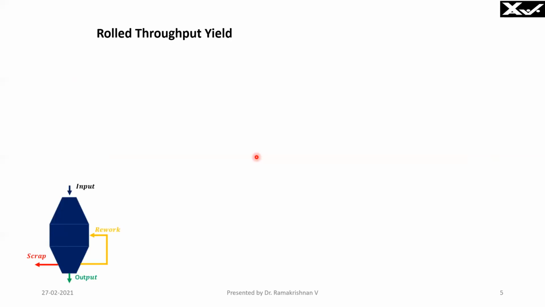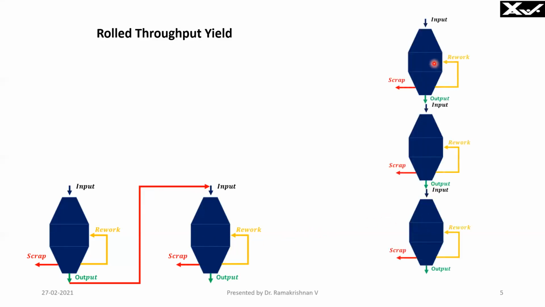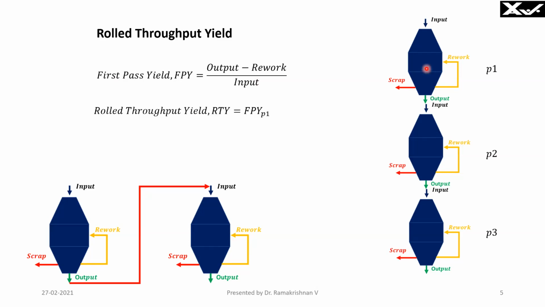Now we'll see what is rolled throughput yield. Here, consider there are more than one process step. See, this is process step 1. The output from this is taken to the second step, and then it can be taken to the third step and fourth step. Here I have shown 3 steps. There can be one more step, the fourth step. We will consider this example. First pass yield is nothing but output minus rework by input for each and every step. So we consider the first pass yield for step 1.